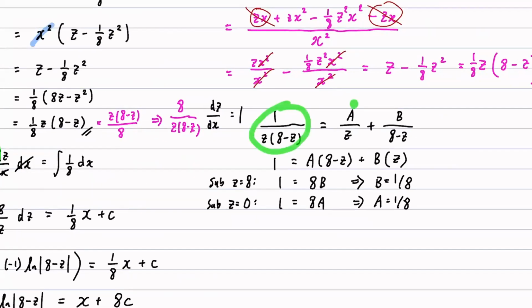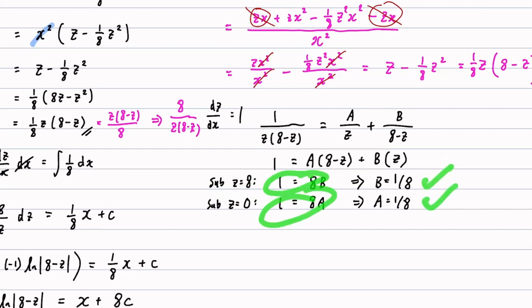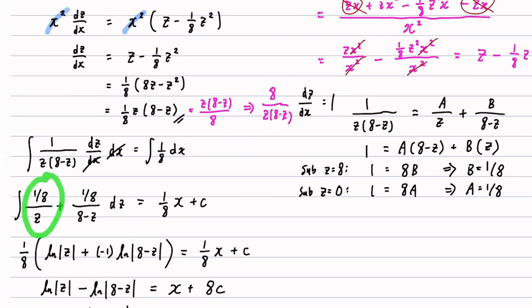1 over z times 8 minus z equals a over z plus b over 8 minus z. So multiplying by z times 8 minus z on both sides of the equation, I get 1 equals a times 8 minus z, the z will cancel off with the denominator. Likewise, over here is b times z. This part okay? Then sub z equals 8, sub z equals 0. I will get b equals 1 over 8 and a equals 1 over 8. So that means I can replace my fraction with a sum of partial fractions.